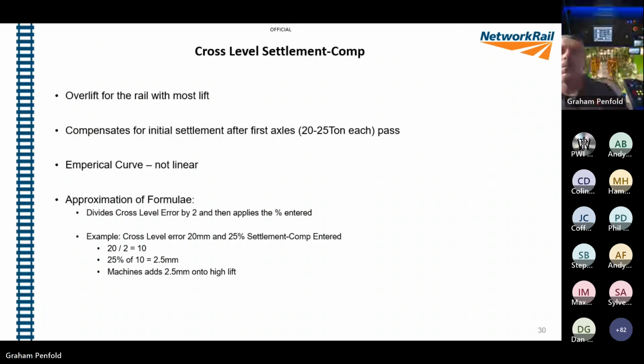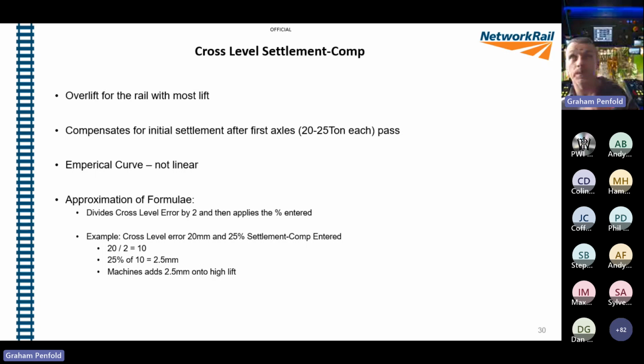What it is, it's overlift for the rail with the most lift. If you're on canted track, generally the high rail, not in all situations before I get trampled on, but in most situations, the high rail will be under canted, and it will require the most lift to correct. For instance, if you're on a cant of 150 mil, you may be 20 mil out of cross level. If you've got a 10 mil lift on your datum rail, it'll apply a 20 mil, and it'll then apply another 20 mil. So you could have a 40 mil lift on your high rail and only a 20 mil lift on your low rail.